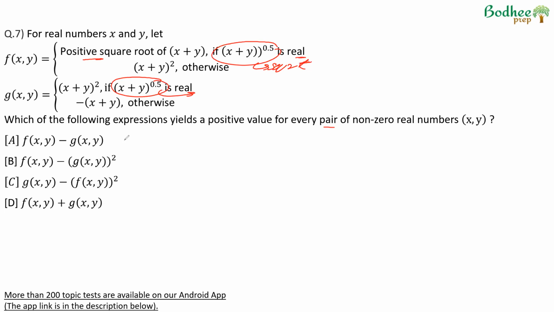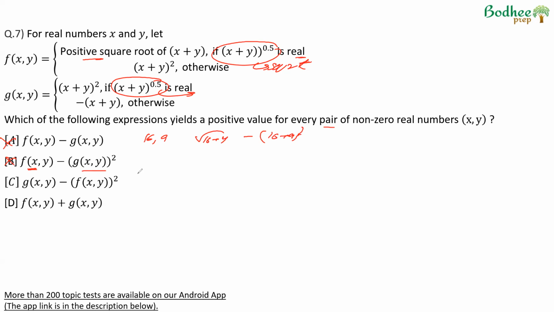If we take x and y as 16 and 9, 16 plus 9 is 25, the root is real. In this case, f of xy will give us the root of 16 plus 9, whereas g of xy will give us the square of 16 plus 9. Clearly, g of xy will be greater and this will become negative. In the second case, we are squaring g of xy. So if we put the same values, this will be the root, this will be the square. So again, this cannot always be positive. If we look at this case, we are looking at a positive value.